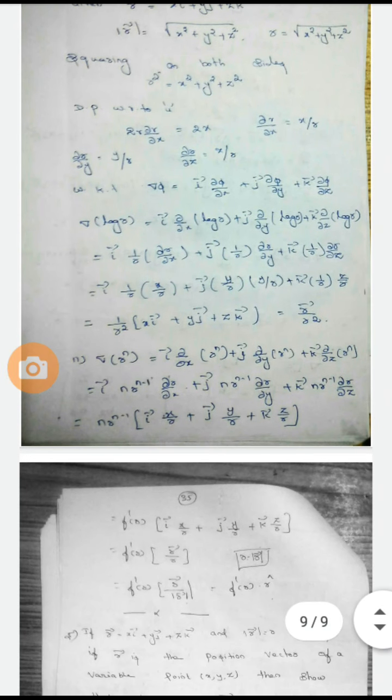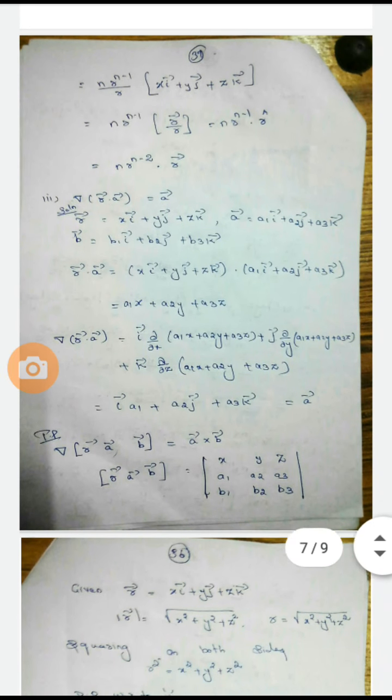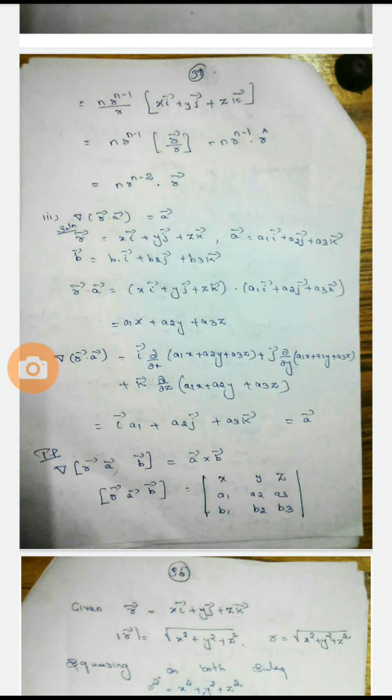Then, substituting the values, n into r power n minus 1 is common, taken outside. Then write the remaining values: x i vector plus y j vector plus z k vector, divided by r. So r vector divided by r, that is r cap. Another way: r is in the denominator, so we have one more r, and in the numerator we get n into r power n minus 2 into r vector.